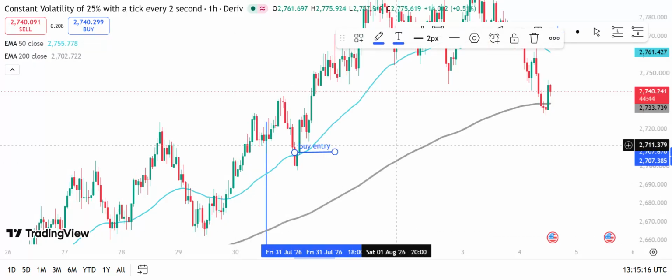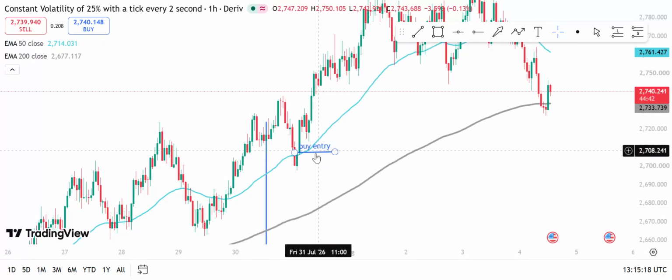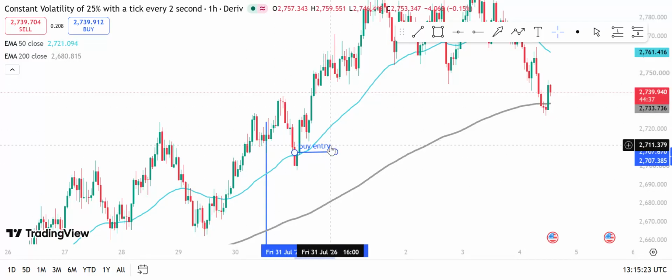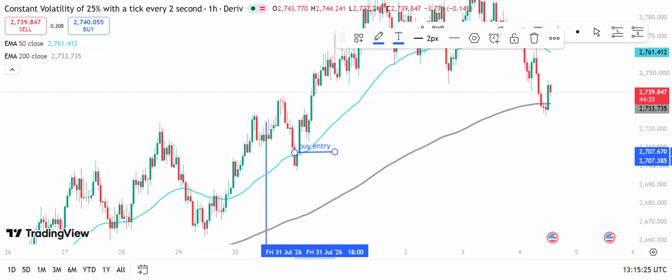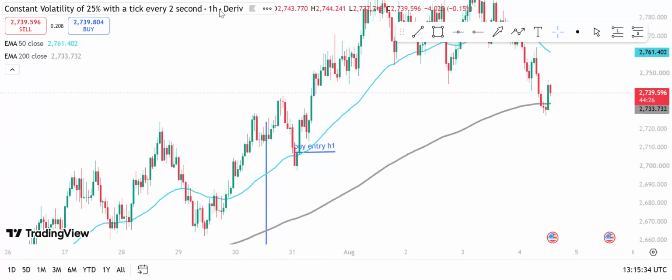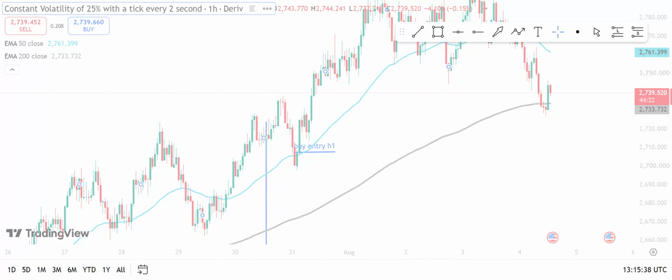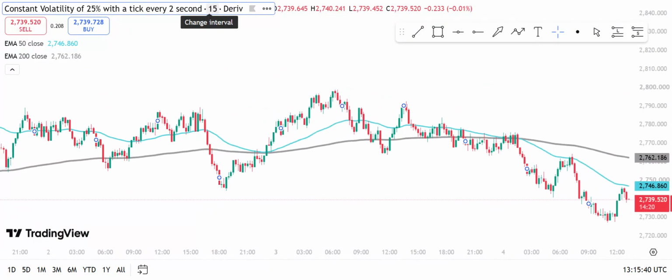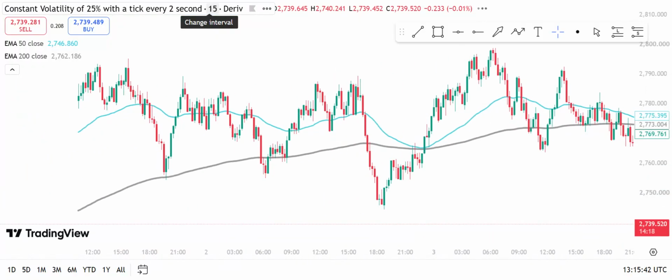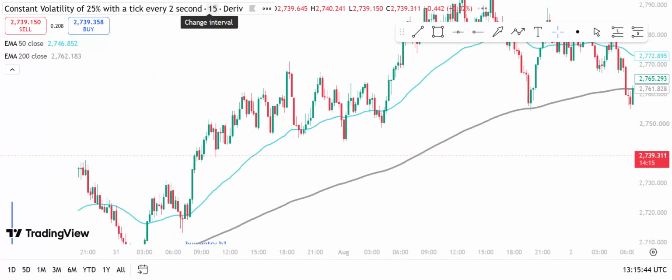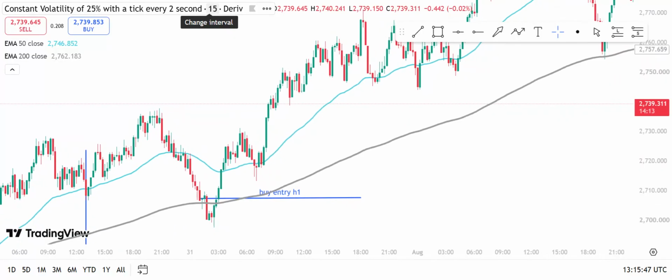But remember, we have our 15-minute time frame, right? So we now have to go down. Buy entry. Can I just type here and say buy entry? Can I write 1 hour or just say H1 like that, right? Now I want to go into my 15-minute time frame because I want to see what was happening there. Remember, that's our entry time frame when we're coming from that side.